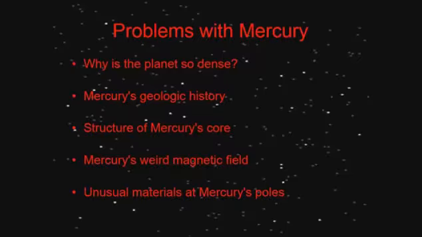So there are a number of problems when people are looking at Mercury. Why is the planet so dense? What's Mercury's geological history? The structure of Mercury's core. Mercury has a weird magnetic field, very strong considering the position of this planet. And it also has kind of unusual materials at its poles.